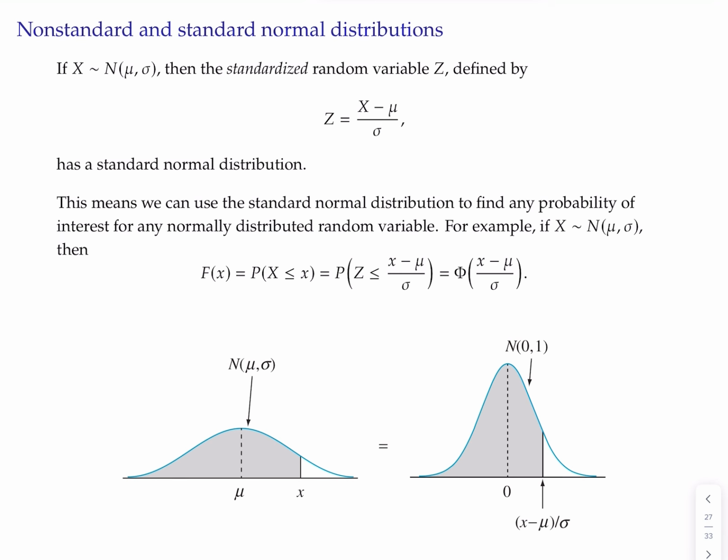Okay, so let's let x be an arbitrary normal distribution here. We can standardize x to create a standard normal by subtracting off the mean of x and dividing by the standard deviation of x. This process is called standardization. And if x is normally distributed, then z, defined in this way, will be standard normal. And this is really useful. It means we can go back and forth between any normal distribution and the standard normal distribution.